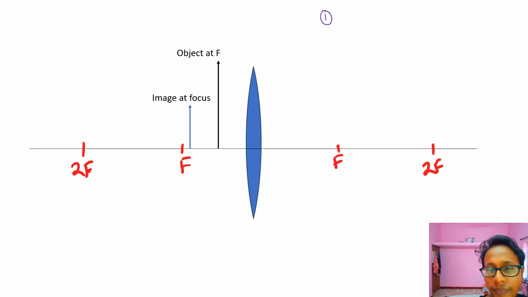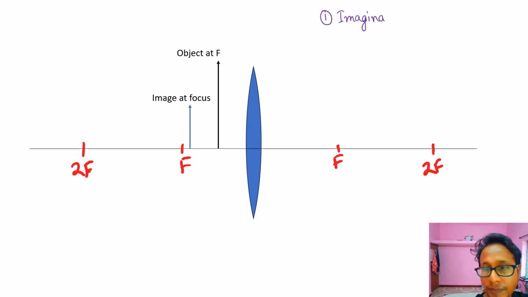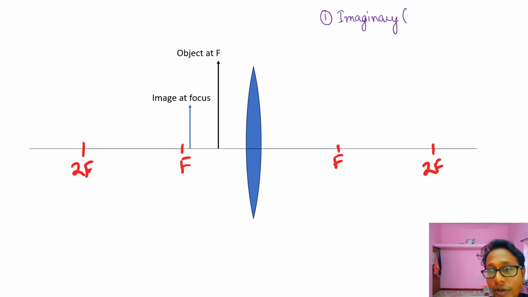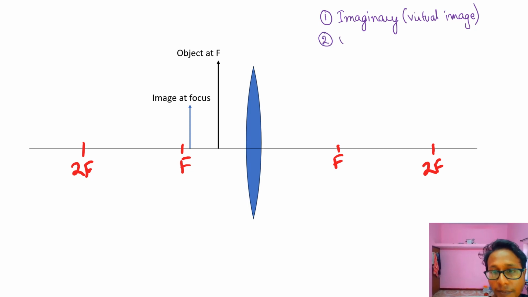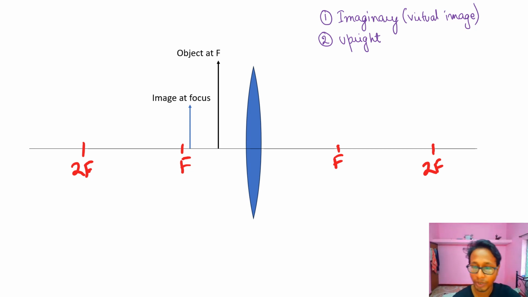upright. Okay, imaginary. Imaginary means this is a virtual image. What does virtual image mean? Virtual image means the actual refracted rays seem to diverge, but when you look from this side it will appear to converge at this point. Okay, and a virtual image is always upright. Upright means the orientation of the object and the orientation of the image are the same.